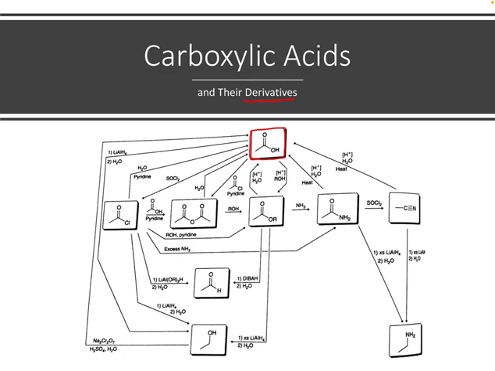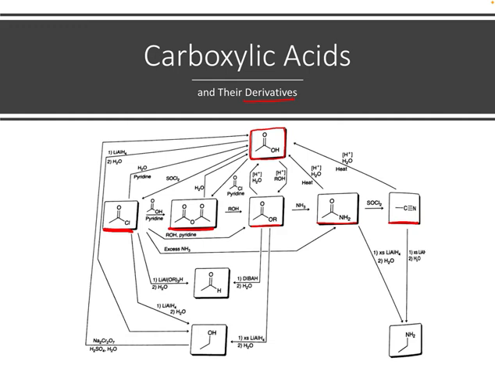So if you start with a carboxylic acid, what we're going to find in this chapter is you can create all sorts of derivatives, or compounds that come from a carboxylic acid, or they're derived from that carboxylic acid. So here we have an acyl chloride, an anhydride, an ester, an amide, a nitrile. So there's all sorts of different groups or derivatives that we can make.